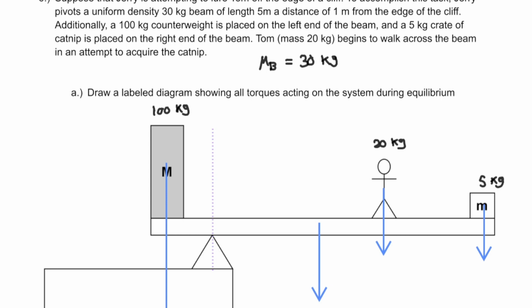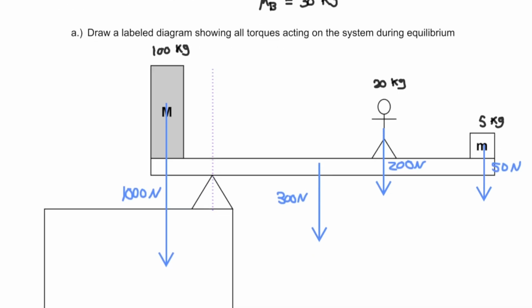So now we just got to compute some forces here. So the fact that weight equals mg, using g equals 10 meters per second squared, the counterweight is 1,000 newtons. The beam is 300 newtons. Tom is 200 newtons. And the catnip is 50 newtons. And right before we're ready to solve for everything, where we're eventually going to figure out how far Tom can actually walk before the beam falls over, let's get our distances in, because torque is not just about force, it's about distance as well. So let's find our distances.